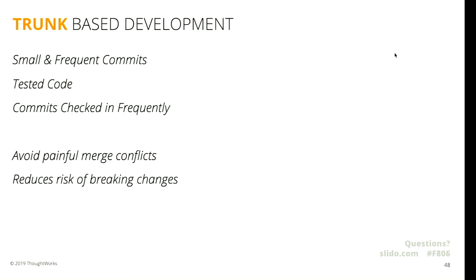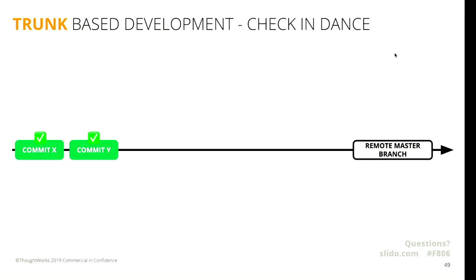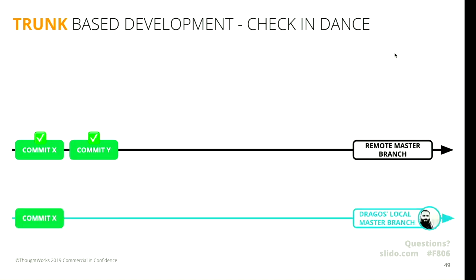And this way we also avoid the painful merge conflicts, and we reduce the risk of breaking changes. So let's have an example. We have our remote master branch with commits X and Y, which have the tests passing. It's all green. And meanwhile, Dragos has his own version of the master branch on his local machine with commit X. Because they're out of sync now, he needs to do a pull. So he updates his local branch to be in sync with the remote one.